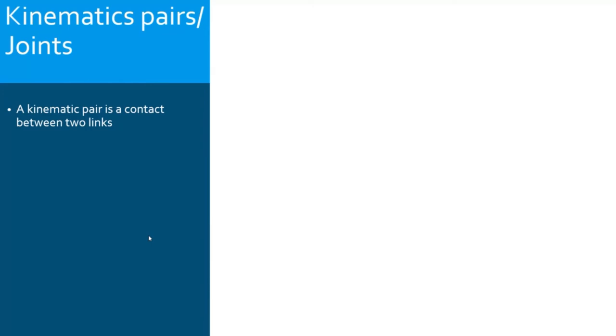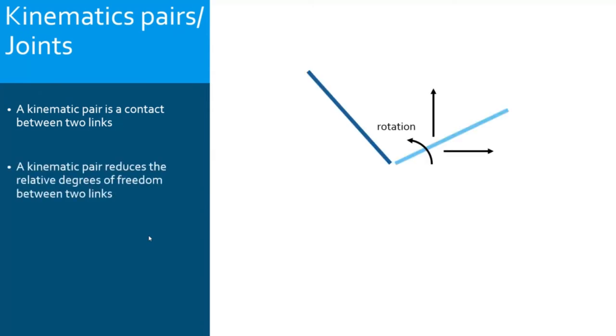It is to limit their relative degree of freedom. We put them into contact in order to reduce the degree of freedom between two links. Now here, just for example, if I have any two links, two bars, the simplest one.